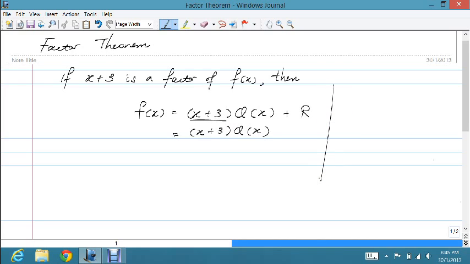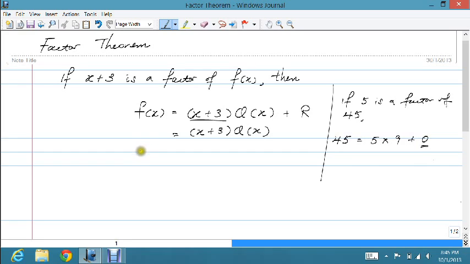For example, for numbers, we see a parallel. If 5 is a factor of 45, then obviously 45 is written as 5 times 9 plus 0. That's the remainder, which is 0. Back to the example of polynomials.